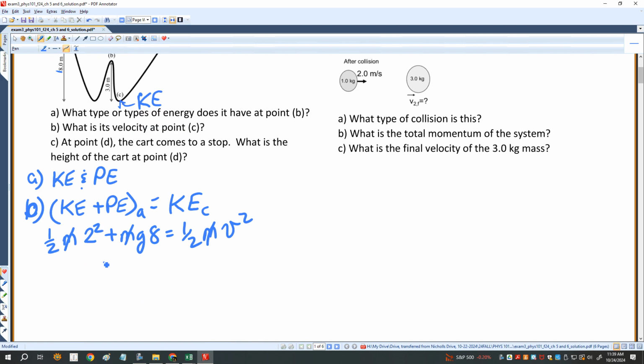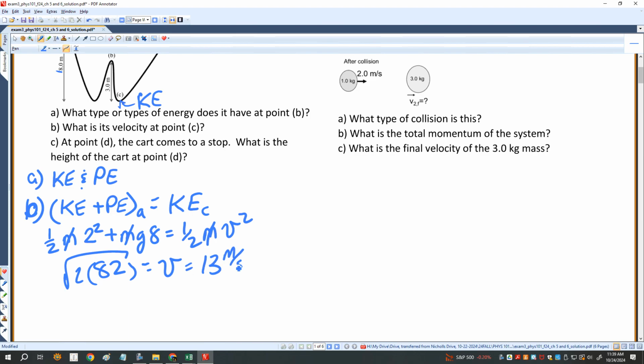That's 82 times 2. Square root of that is equal to v. So that is equal to 12.8 or 13 meters per second.